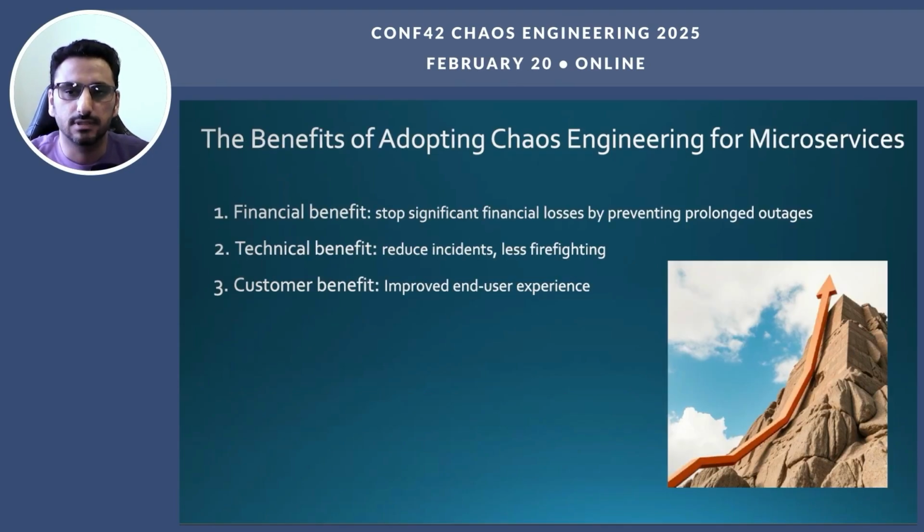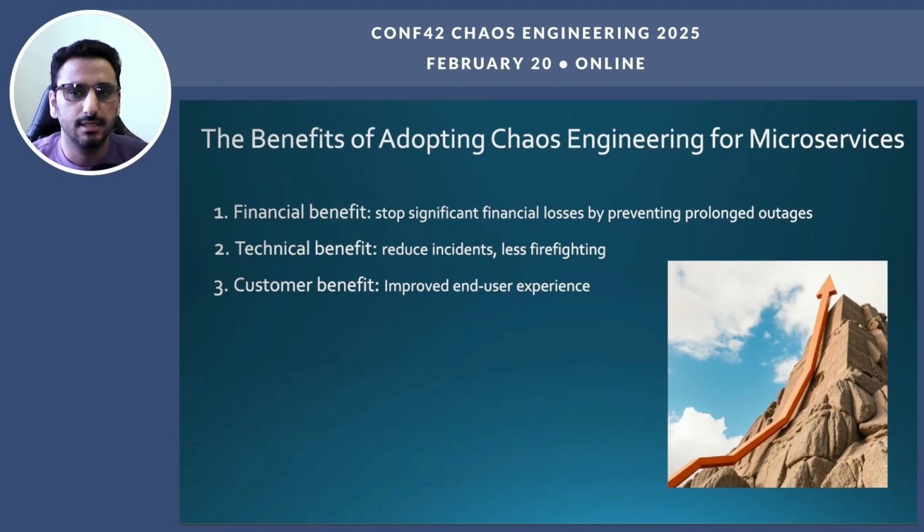Let's look at the benefits of adopting chaos engineering for microservices. The very first for any business is the financial benefit. In case of downtime, businesses suffer. Let's consider an example of a bank. If the banking system is down, it will disrupt all the customers of that bank, and it can result in a significant financial loss. Using chaos engineering to ensure the stability and resiliency of our services, we can stop the financial loss, mainly because we are preventing outages.